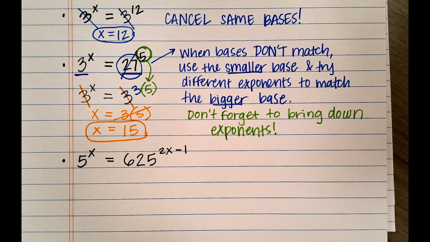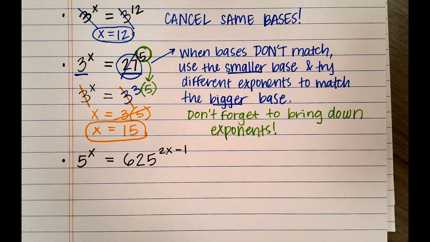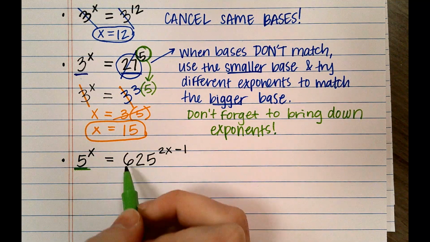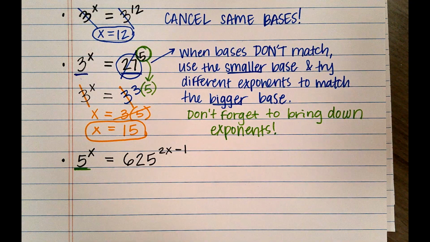Use the smaller base and try different exponents. Yes. So first thing we notice, the bases don't match. So let's try to make them match. We're going to make them match the small one. We have 5 as our base. So how can I rewrite 625 with the base of 5?